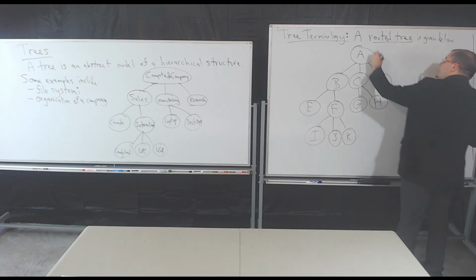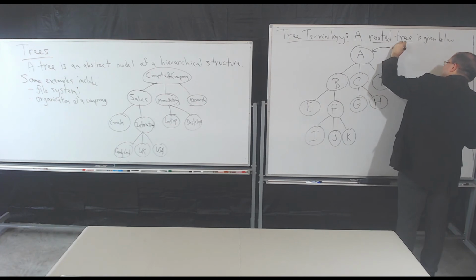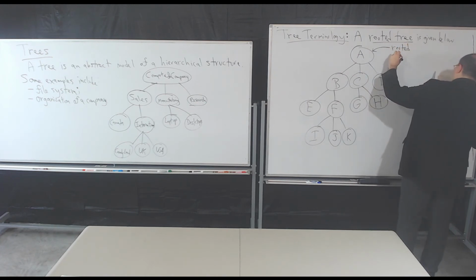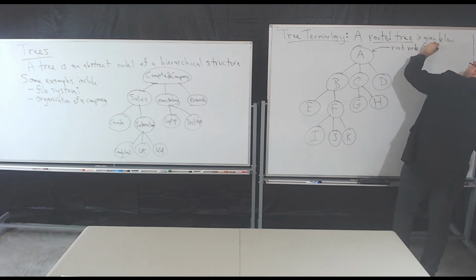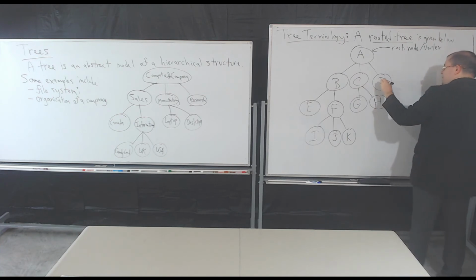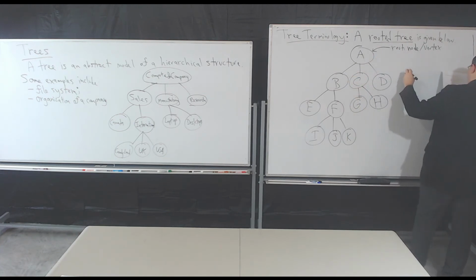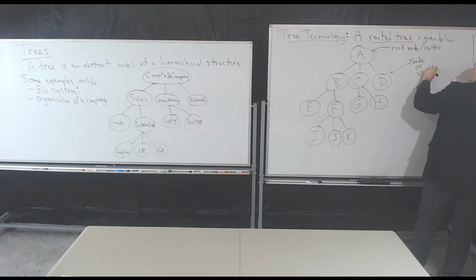The reason why I call it a rooted tree is because I've designated a node as a root. So this is called the rooted or root node. And just to be consistent with what I'm going to talk about later in this course, I'll say root node or vertex. Now, any one of these, including the root, are all called a node or vertex.